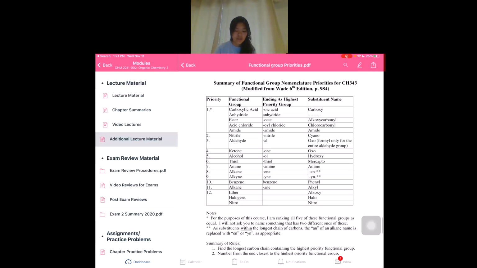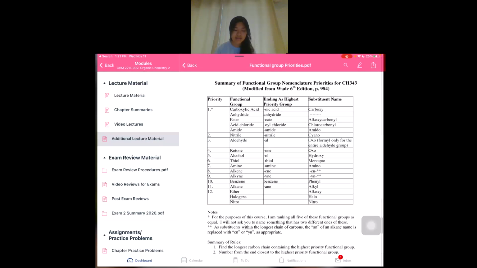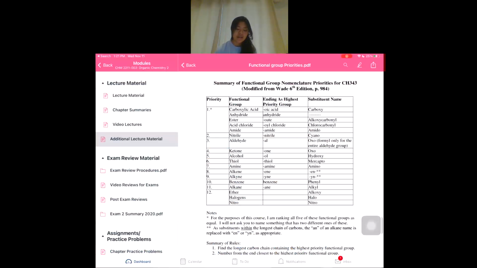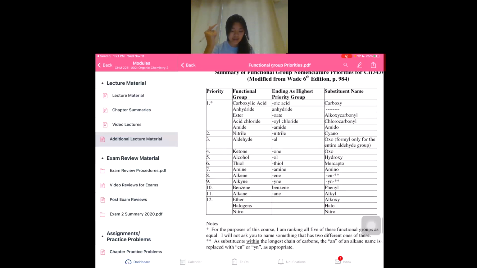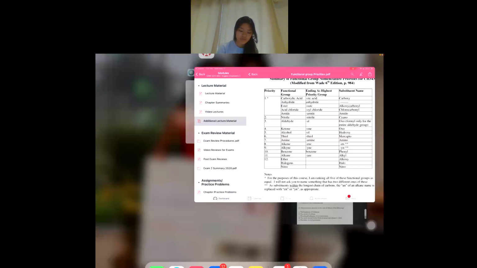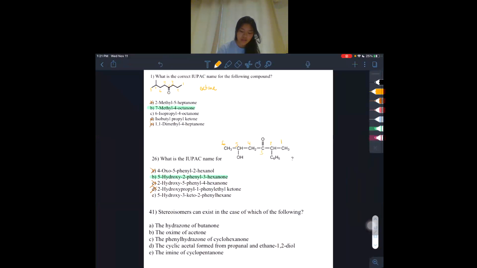Okay. And I kind of lied, guys. I'm sorry. So as you guys can see, the ketone has the N. So ketone is going to have a higher priority than our benzene and then our alcohol. So that is why our ketone is given the ending. So basically, since our ketone is number 1, ketone gets number 1 priority.